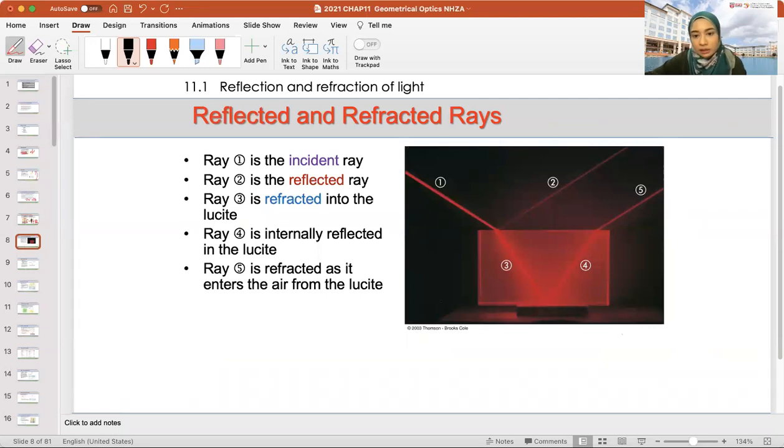So here, this is like a real case scenario. Here we have an incident ray. Let me use red. This is called the incident. We are shining a laser source over here.